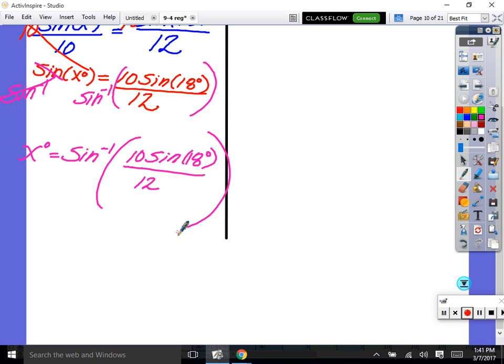$14.9? Yep, no domain. So you just typed it in wrong. Second sine inverse. You forgot to type it in. You didn't type it in right. Did you type it in? Type it in.